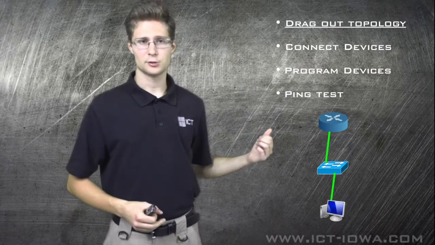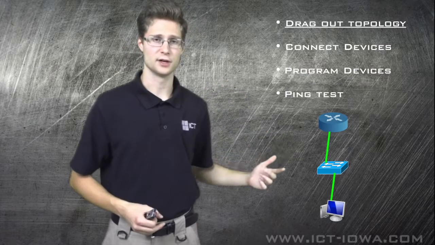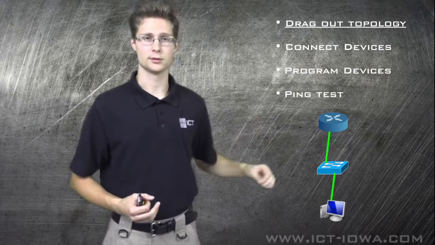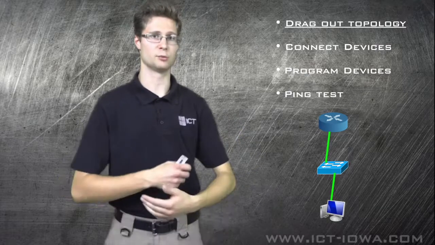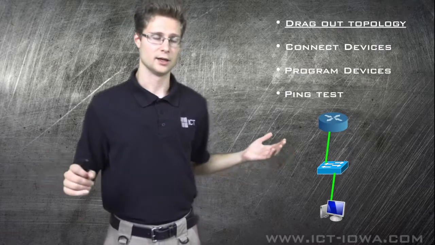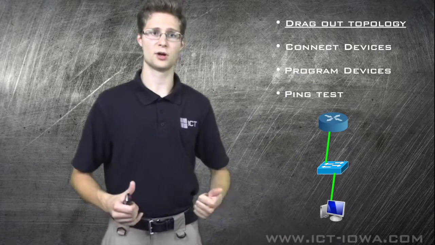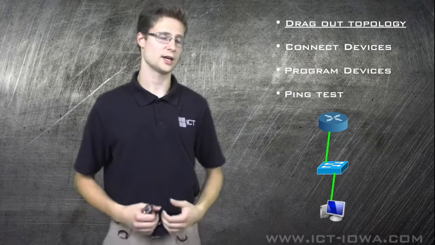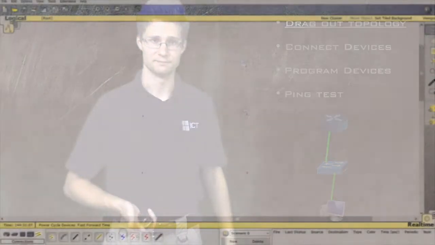So here's what we're going to do. Today I'm going to drag out a topology on Cisco Packet Tracer. I'm going to connect those devices physically with Ethernet cables. I'm going to program those devices so that everybody knows where everybody's at. And then I'm going to execute a ping test to make sure that everything's up and running and all the commands are saved and communication can work just fine. Let's dive in.